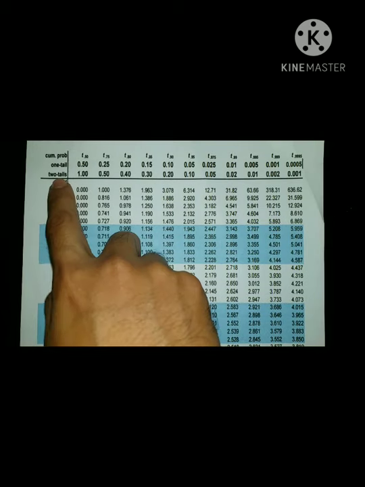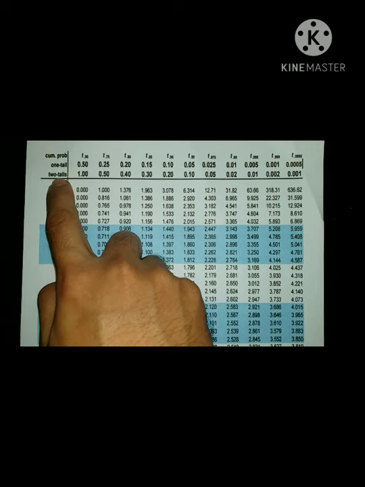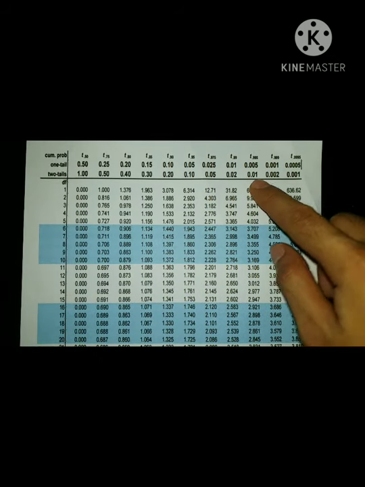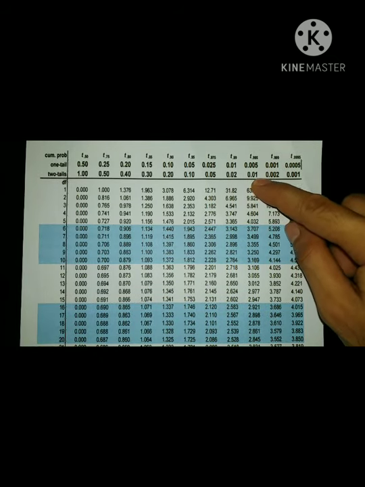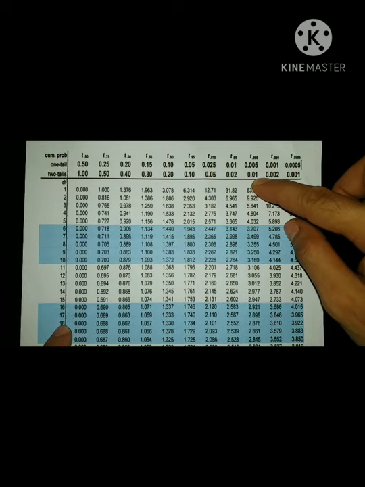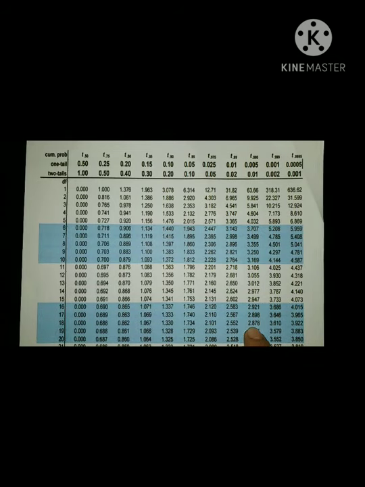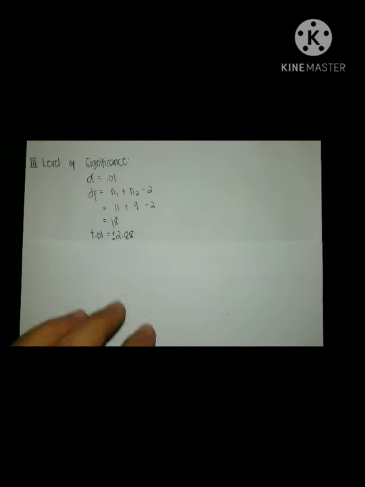Under two-tailed, let us find our alpha, which is 0.01. It is located here. And on our degrees of freedom, let us find 18. So this is 18. Then let us get their intersection. The intersection of 0.01 and 18 is 2.878. So that is our t tabular value.